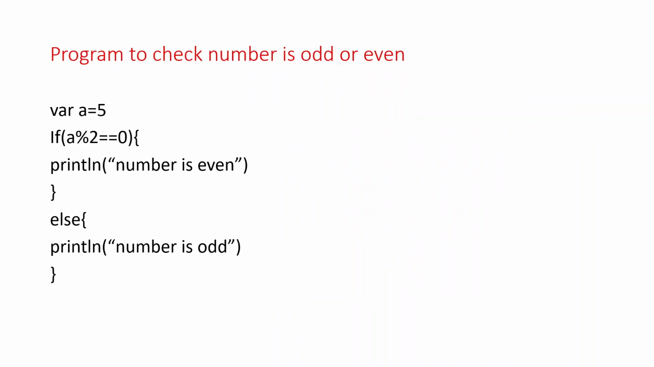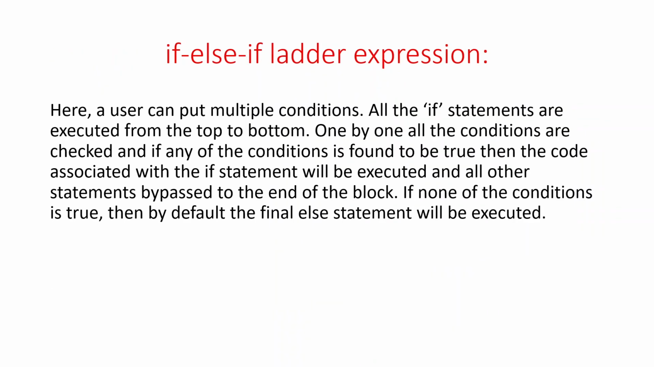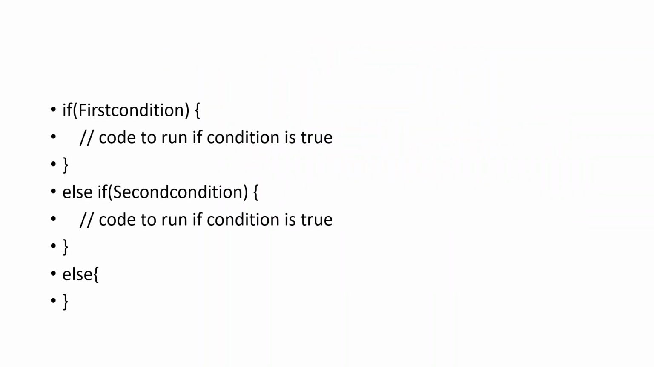The next one is the if else ladder. As you can see here, a user can put multiple conditions. All the if statements are executed from top to bottom, one by one. All the conditions are checked. If any of the conditions is found to be true, then the code associated with that if statement will be executed, and all other statements bypass to the end of the block. If none of the conditions is true, then by default the final else statement will be executed. Here is the syntax. If first condition, if it is not true, then it moves to else. If second condition, code to run if condition true, else it moves to the else statement.